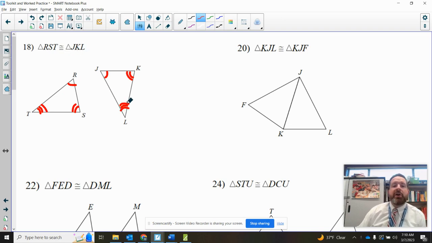So just put in arc marks. It doesn't have to be in the same order I did. You could have put one mark on angle S and K, two marks on angle T and L. Doesn't make any difference. Just make sure they match up.